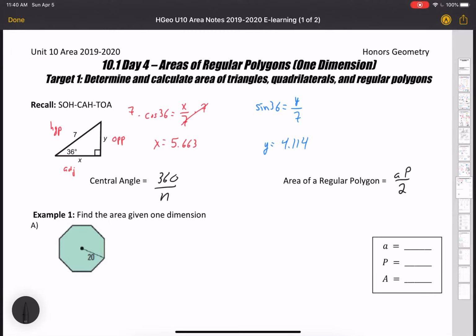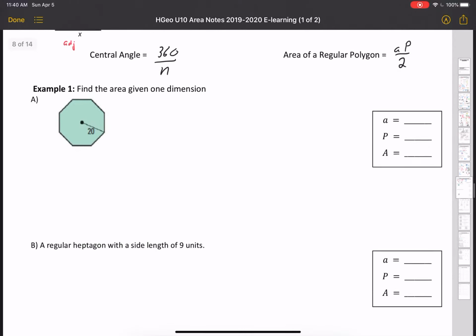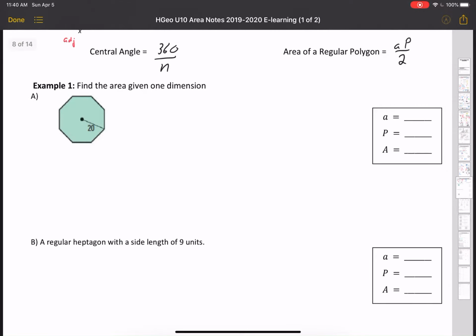All right, so in example 1, in this first one, we're only going to be given one dimension. So we are going to need to use trig in order to solve for the rest of the problem. Here, all we have is that the radius is 20. Okay? But we do know that the number of sides is 8. So the central angle is going to be 360 divided by 8.